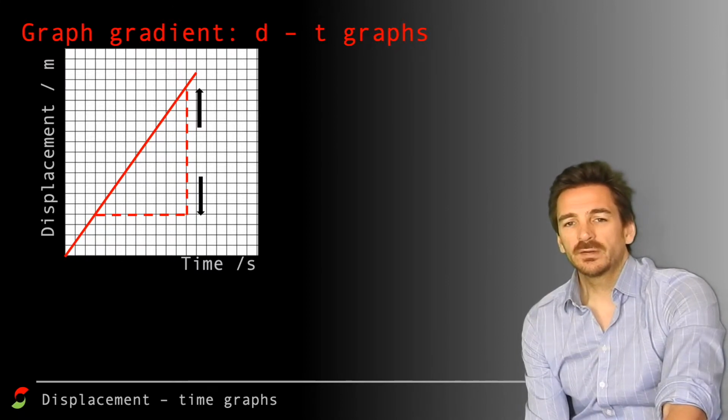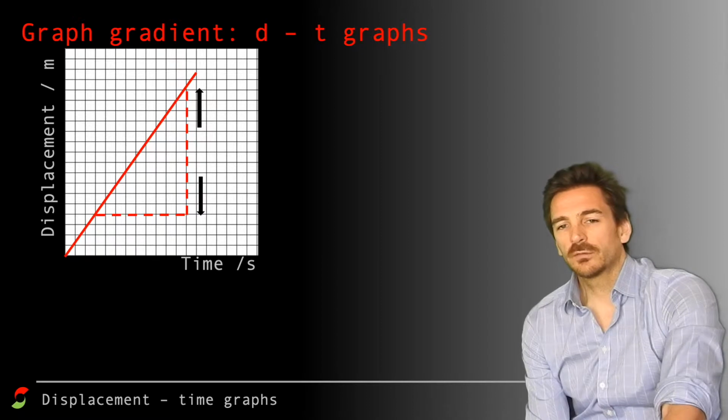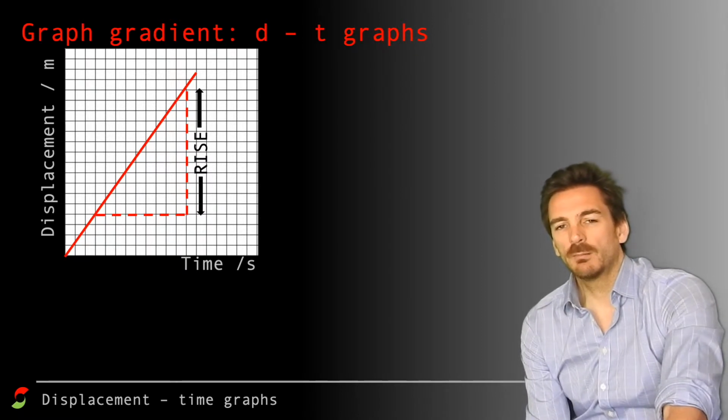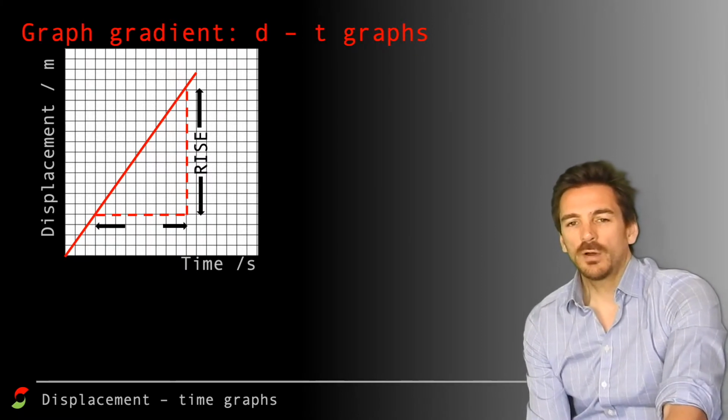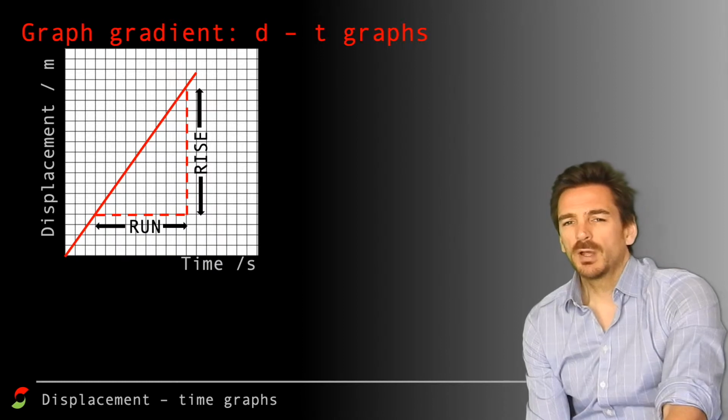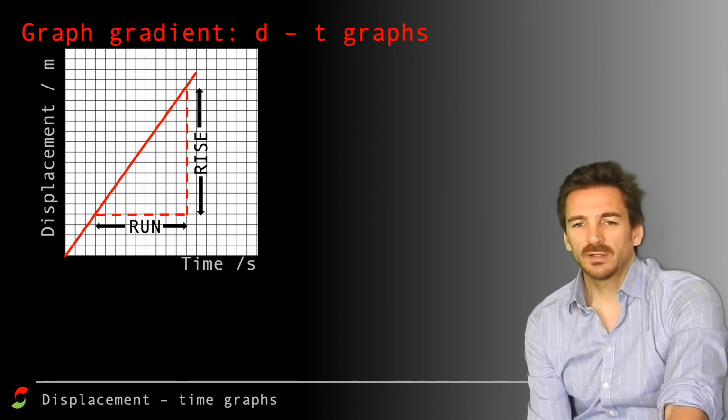I'm going to identify two different dimensions of this. I'm going to call the bit that goes up vertically the rise, which you might have heard before in maths or in your physics lesson. And the horizontal section of that triangle, I'm going to call the run. So we've got rise and run. You might have heard about dy by dx, or change in y over change in x.